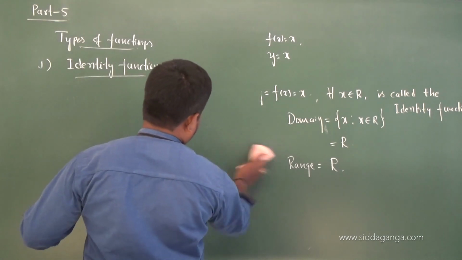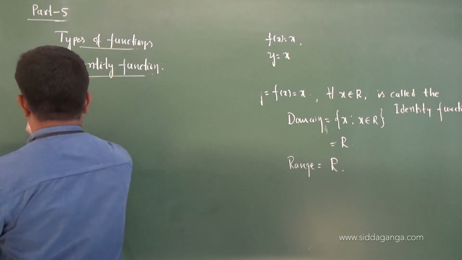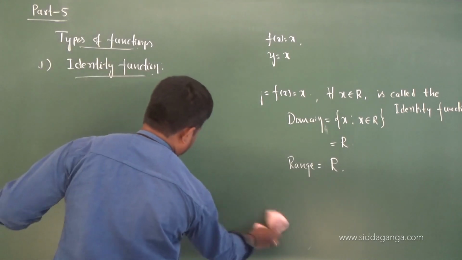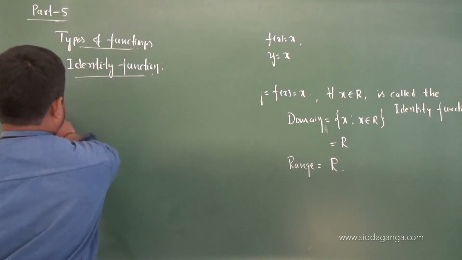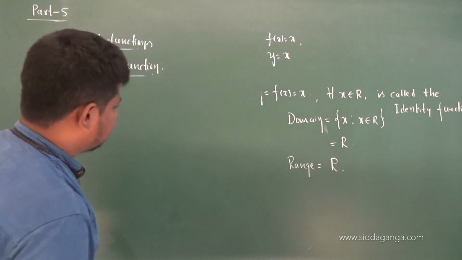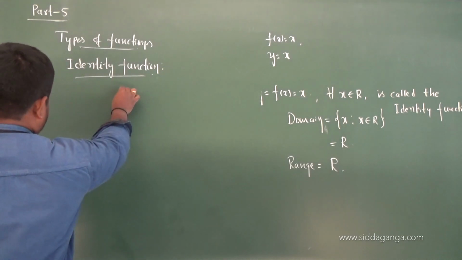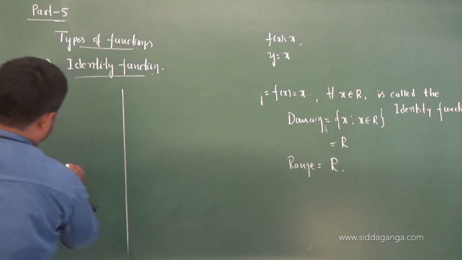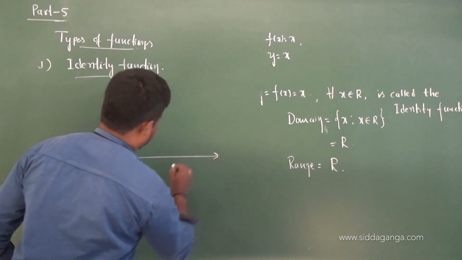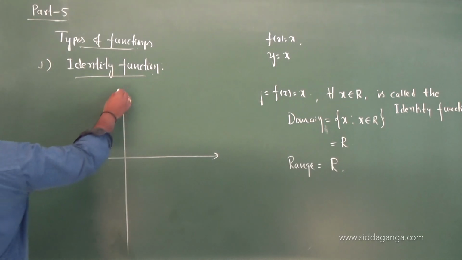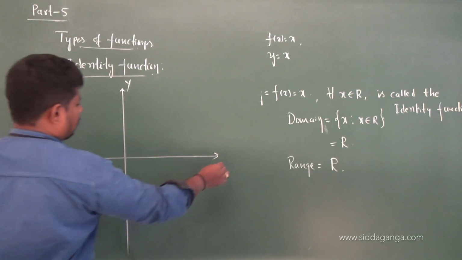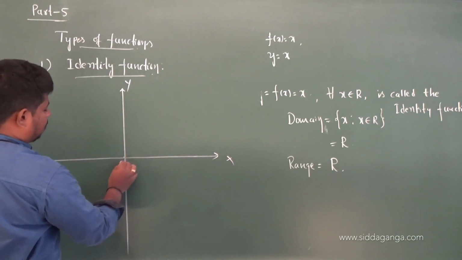So the graph. In the examination they will not give graph paper for this. Using pen and pencil you can draw on a usual sheet. Draw two axes. This is 0.